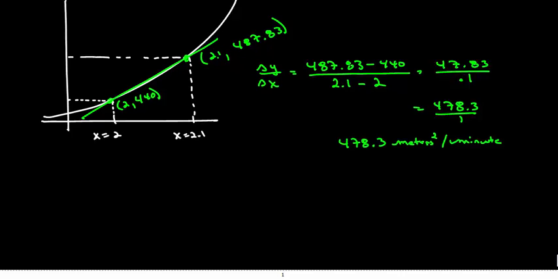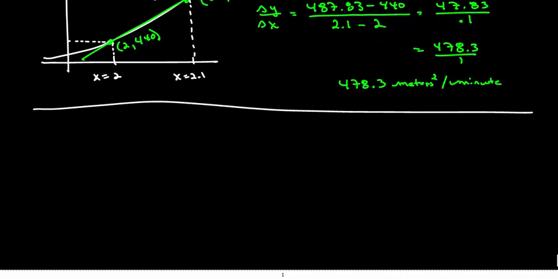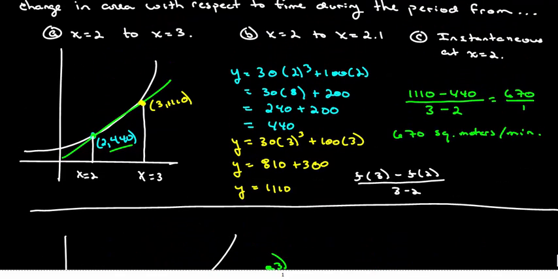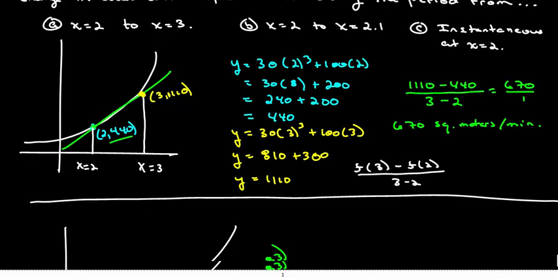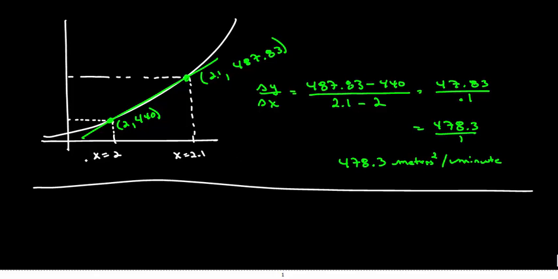Now the last part of this problem asks, what's the instantaneous change? Now, one thing I want to point out here is that the slope of this line was more. Between 2 and 3 minutes, we had 670 square meters per minute that the oil slick was changing at. Here it's smaller, and that makes sense because the line's going to be less steep.